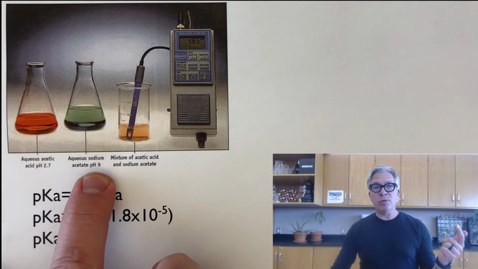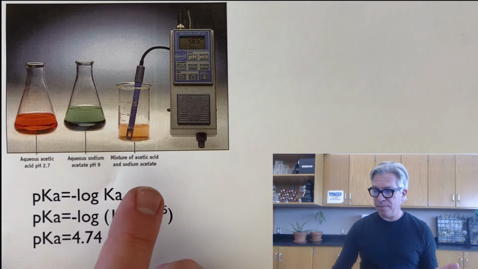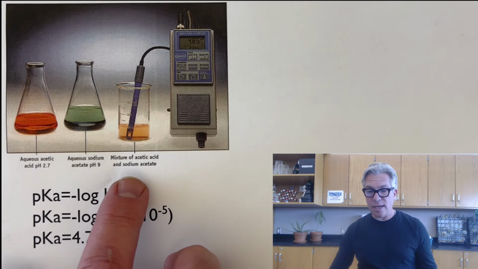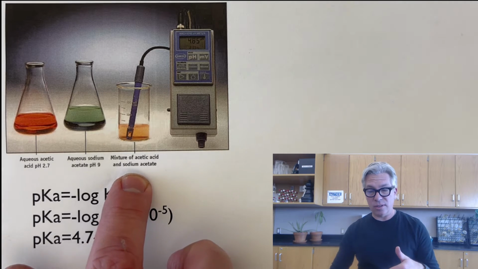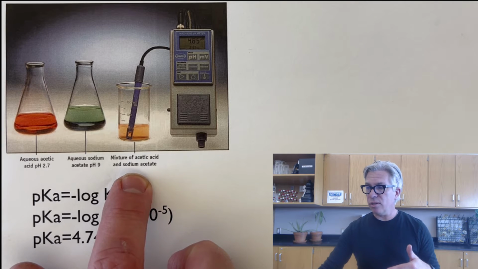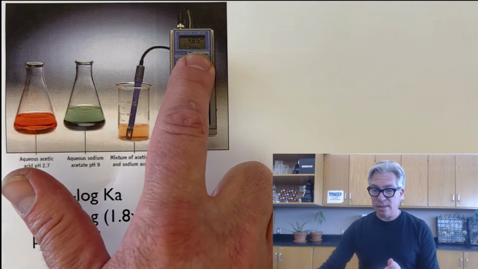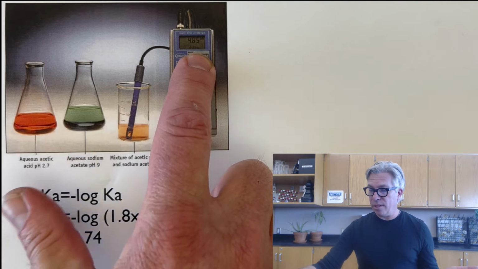Now, what would happen if you mixed those two solutions together and in roughly equal amounts? So you would get a mixture of the acetic acid, the weak acid, and its salt, and the pH here is registering somewhere in the middle, as we might expect, somewhere in the middle between 2 and 9. And so it comes out around 4.85.